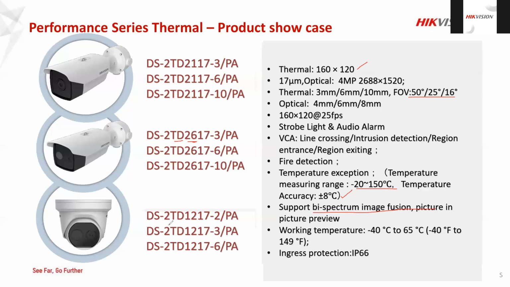Also we have the turret series with 1217. So you can see there are two lenses, as Amanta mentioned, one for the optical and one for the thermal. And by combining these two images, we can have a picture-in-picture view, or we call it bispectrum image fusion, which is you can get more details in the thermal picture.